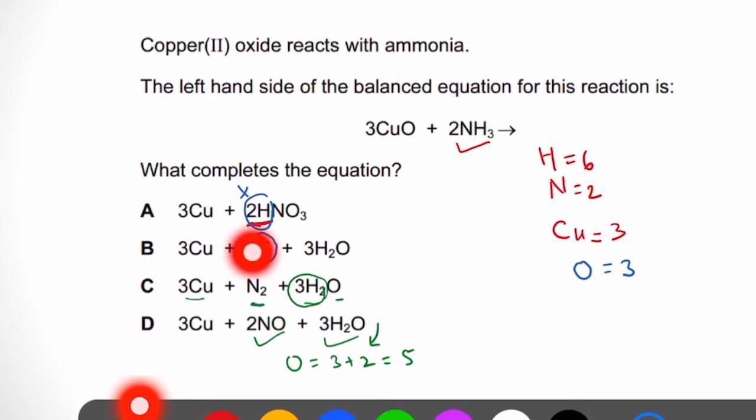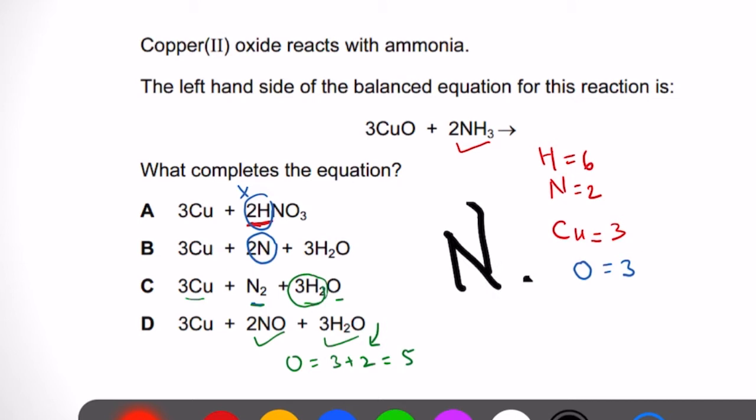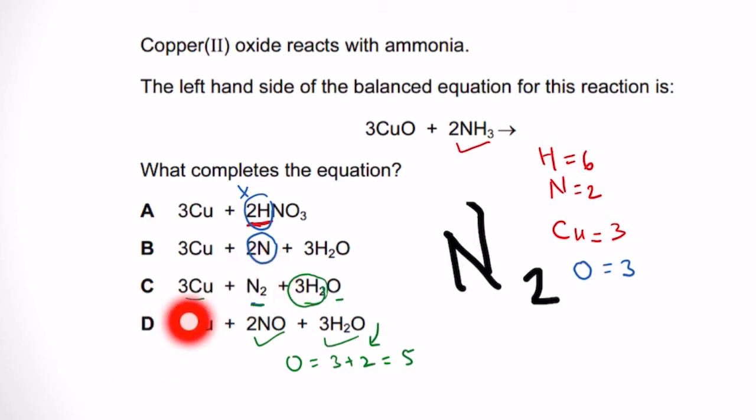The first equation is showing that hydrogen is 2, right? So it is wrong. The second equation is showing 2N. Actually, nitrogen is a diatomic molecule. It exists like N2, so 2N is not possible, right? So it's wrong already. Then 3 moles of copper, 2 times nitrogen, 3 times 2 is 6 hydrogen, which is correct.